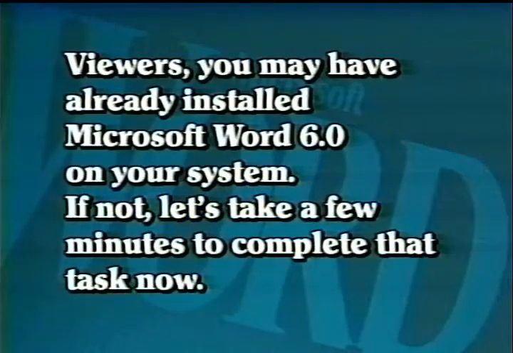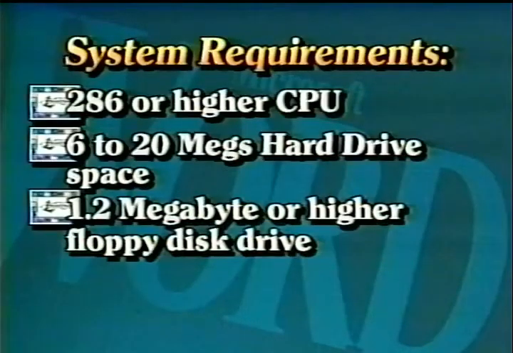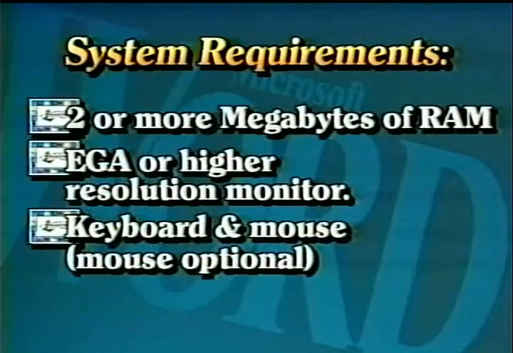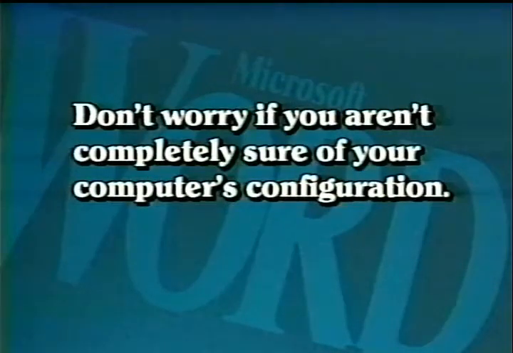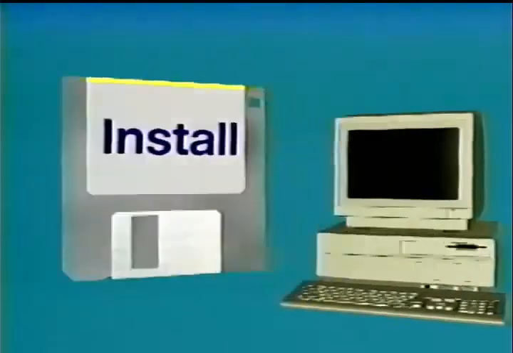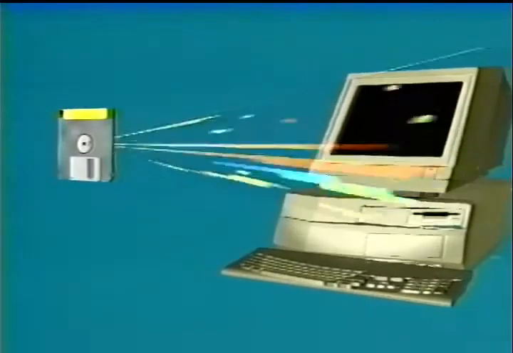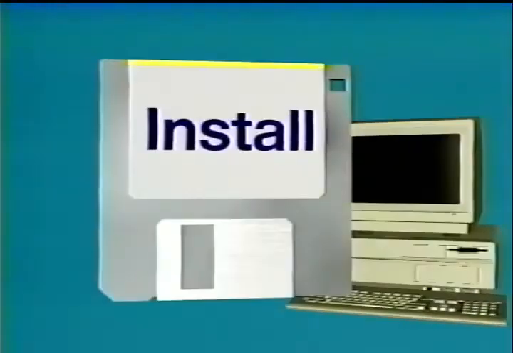Viewers, you may have already installed Microsoft Word 6.0 on your system. If not, let's take a few minutes to complete that task now. On screen now are the minimum system requirements needed to install or run Word 6.0. These are minimum requirements. More memory and a faster CPU will make Word 6.0 for Windows run faster and have a smoother performance. Don't worry if you aren't completely sure of your computer's configuration. Word's installation program checks your system for hardware and software compatibility before loading the rest of the program.